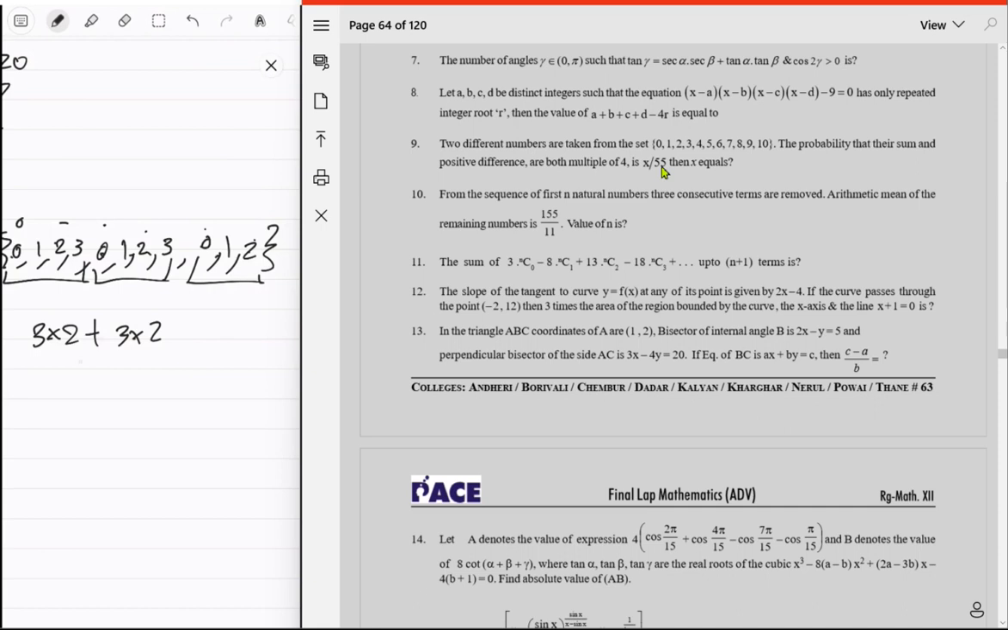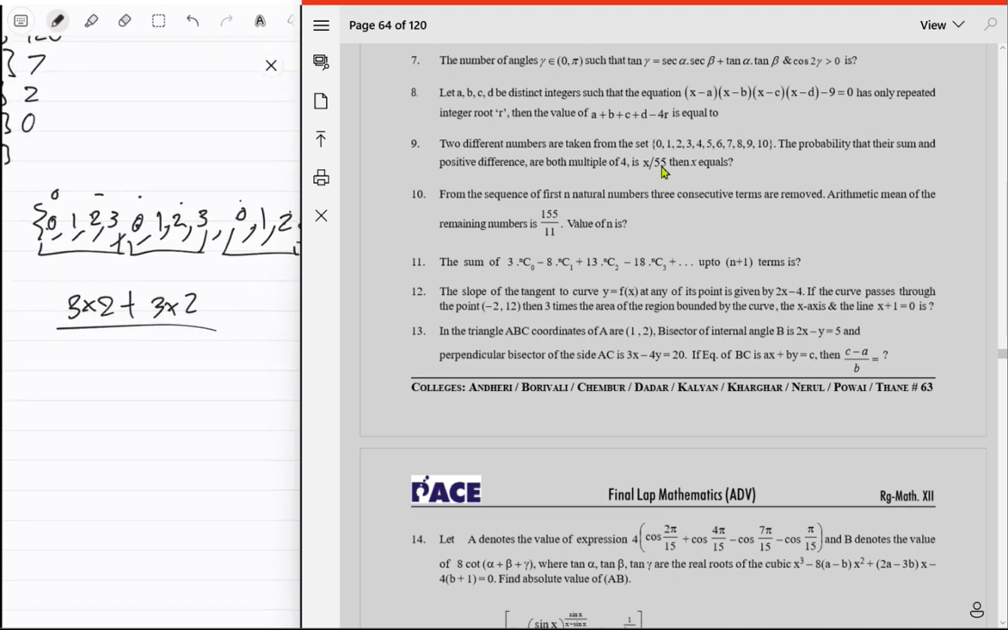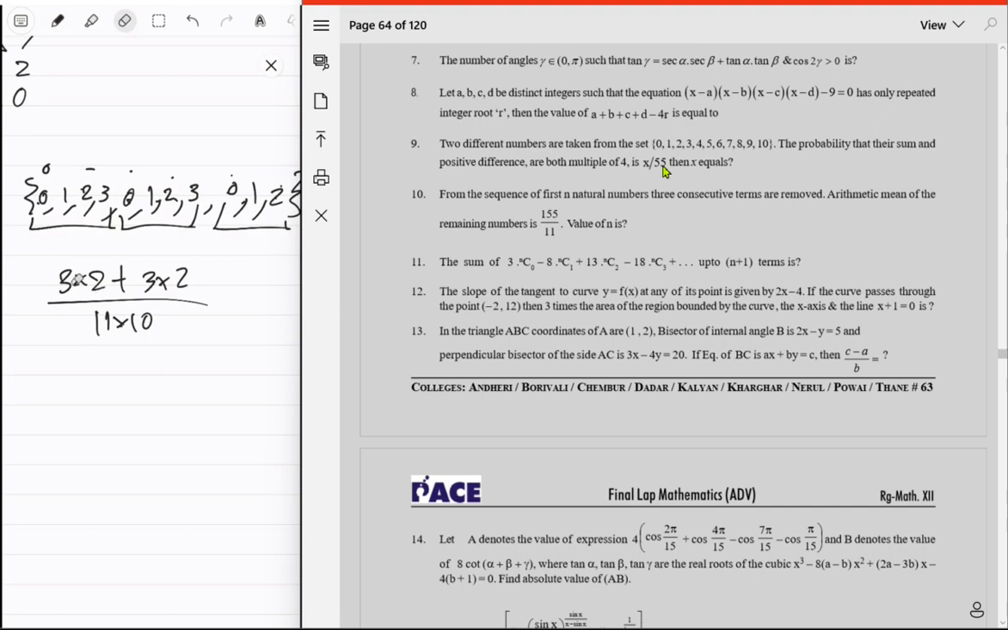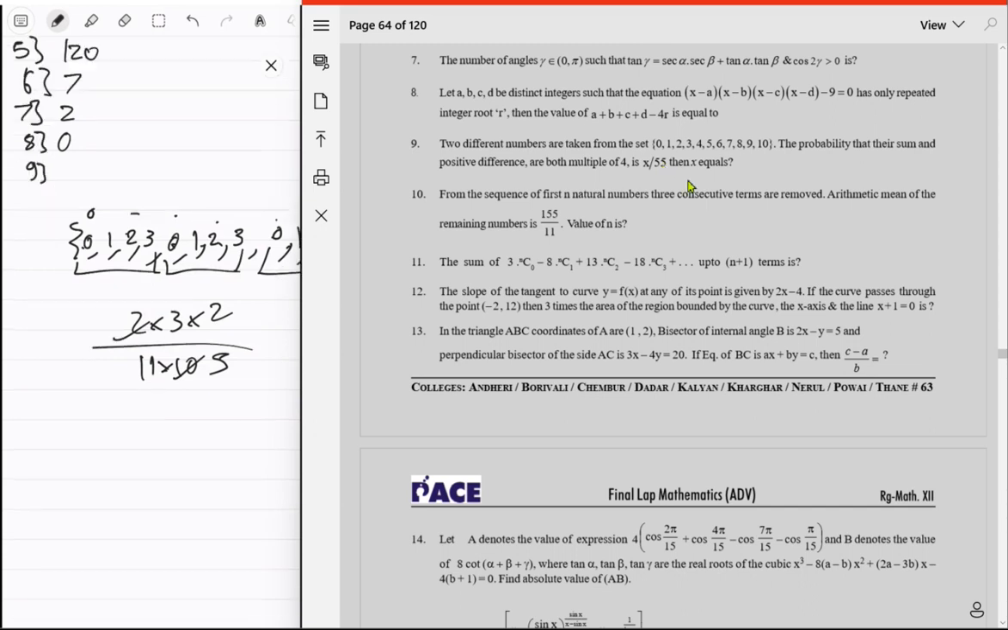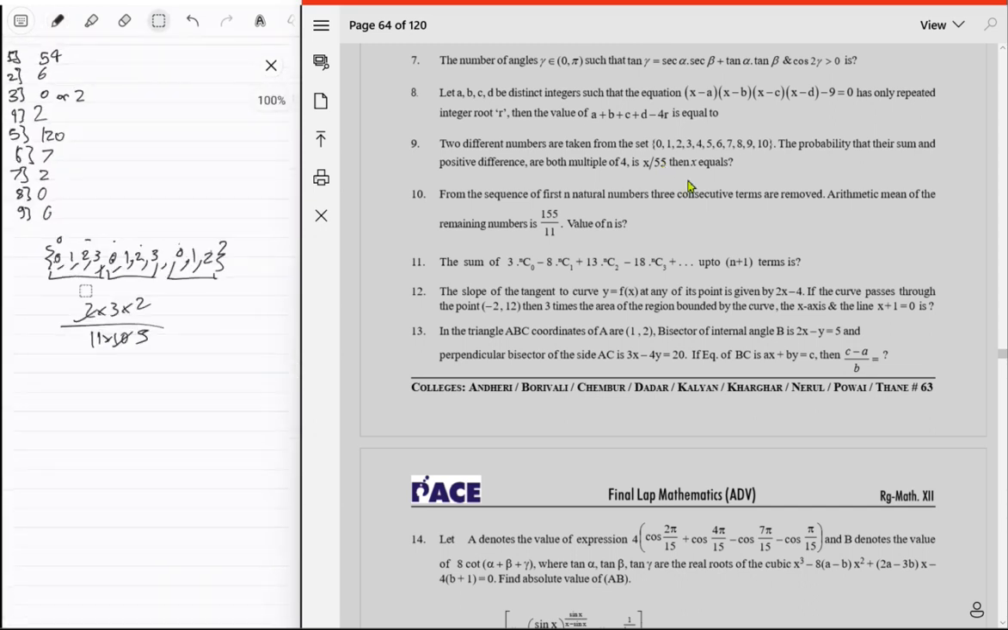Okay, and this thing upon, yeah, that should do it. Upon the actual number of ways, which is just how many numbers actually in this? 11 numbers, 11 times 10. Yep, that should be the thing, which is 6 upon 55. So x is just 6. Next question, 10th.